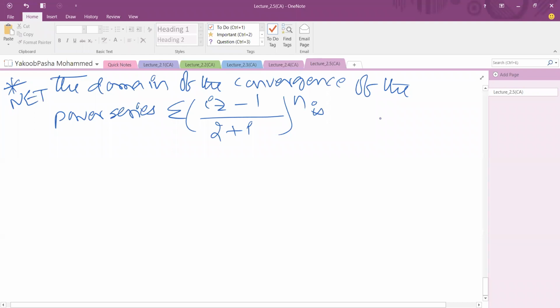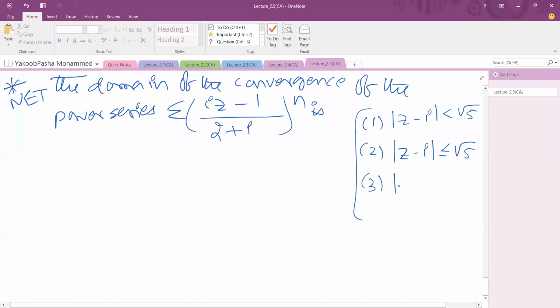We have options. First option, modulus of z minus i is less than √5. Second option, modulus of z minus i less than or equal to √5. Third option, modulus of z plus i less than or equal to 5. And the fourth option, modulus of z plus i less than √5. These are the options. Okay. Now I am taking the radius of convergence.